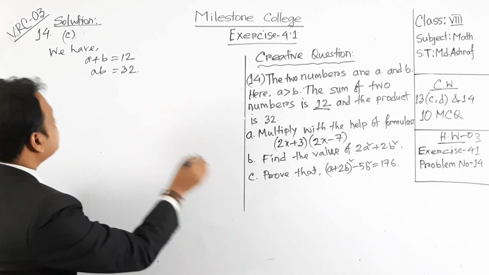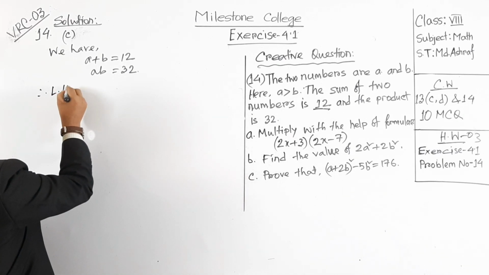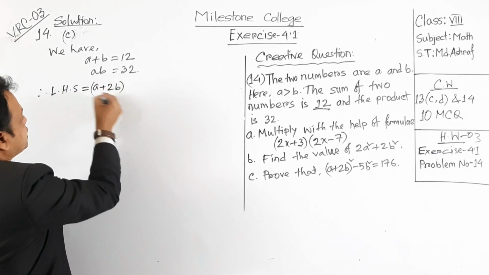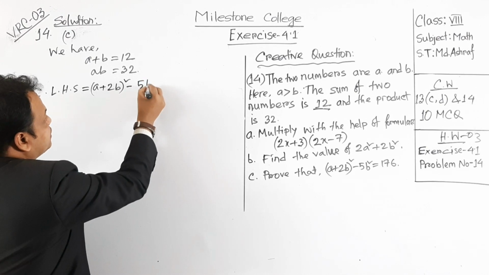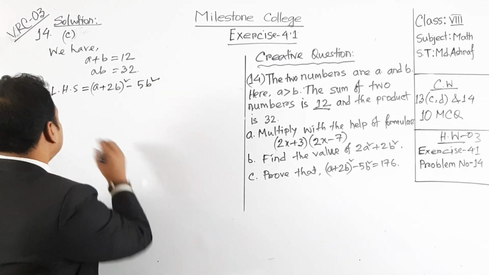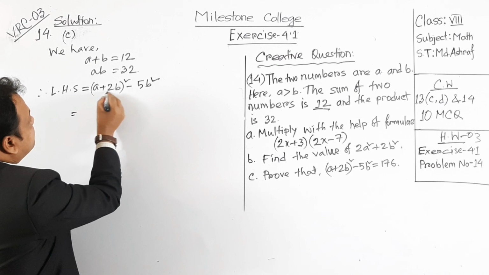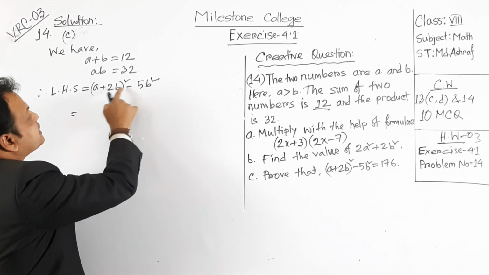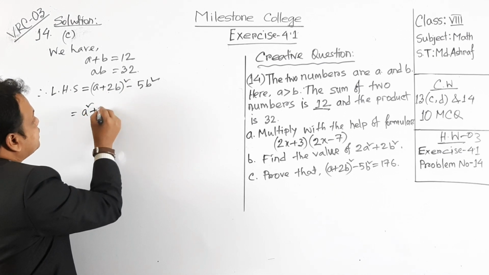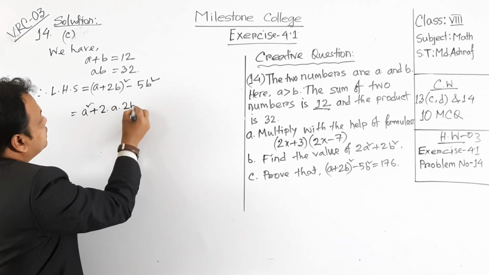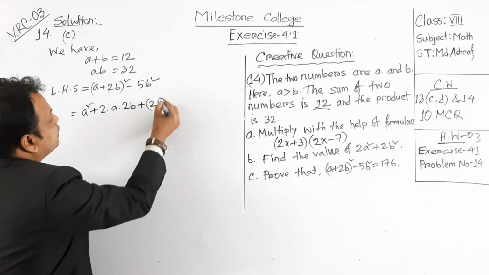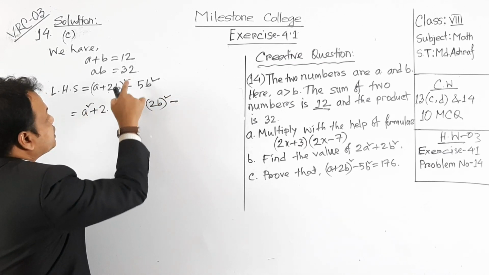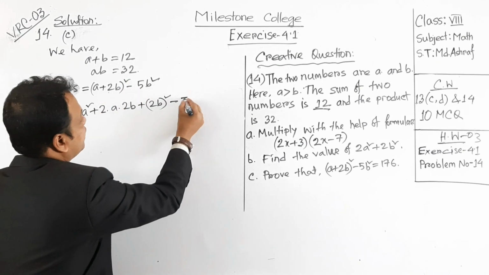Now the left hand side equals a plus 2b whole square minus 5b square. Now simplify this one first. a plus 2b whole square. Apply the formula: a plus b whole square is a square plus 2 into a into b plus b square. So a plus 2b whole square minus 5b square.